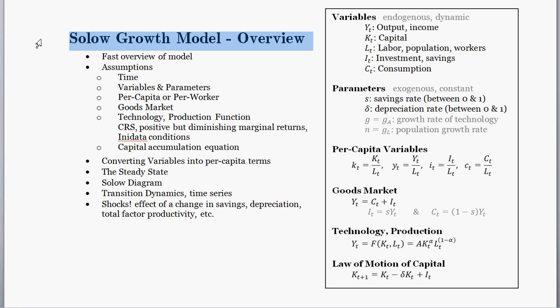Hello and welcome to this video on the basics of the Solow Growth Model and the basic setup of it. So the target audience for this video is a student either in a high-level Intro to Macro course or for most an intermediate-level macroeconomics course.